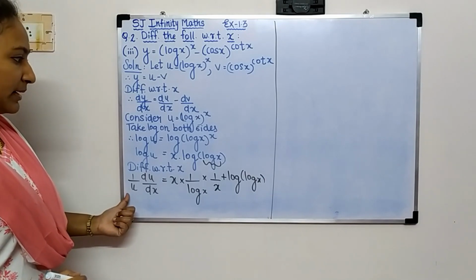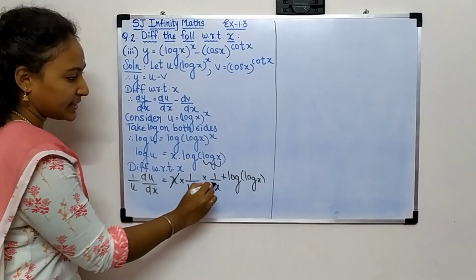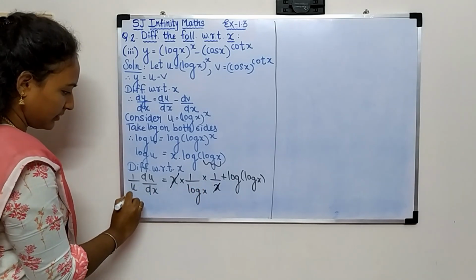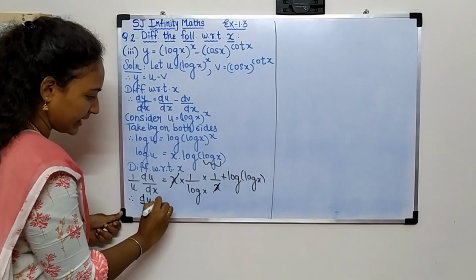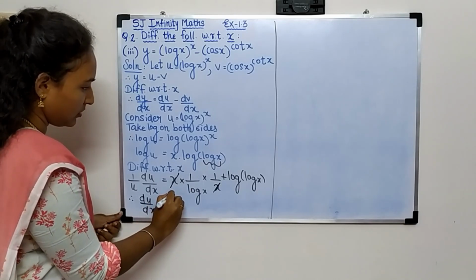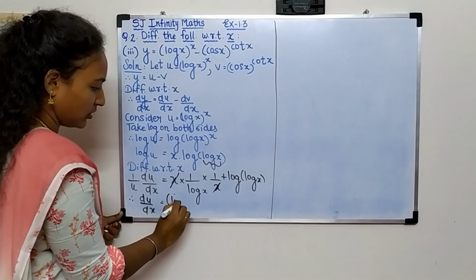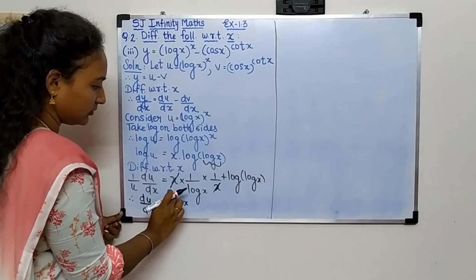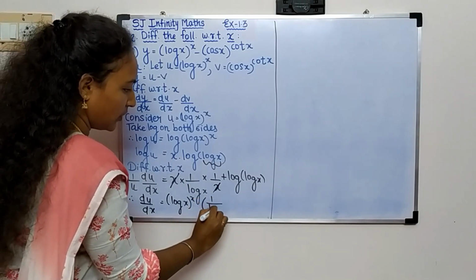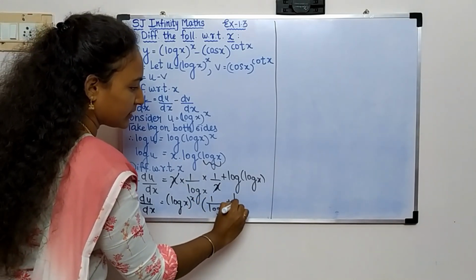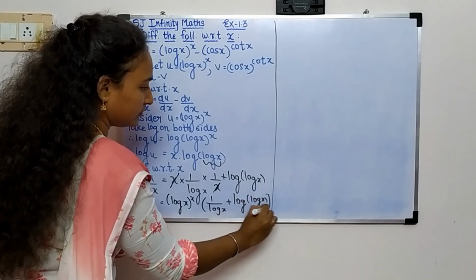Okay, now we can multiply by our u over here. So our x and x get cancelled. Therefore, du by dx becomes, what is your u? Log x raised to x. Log x raised to x into 1 upon log x plus log of log x.